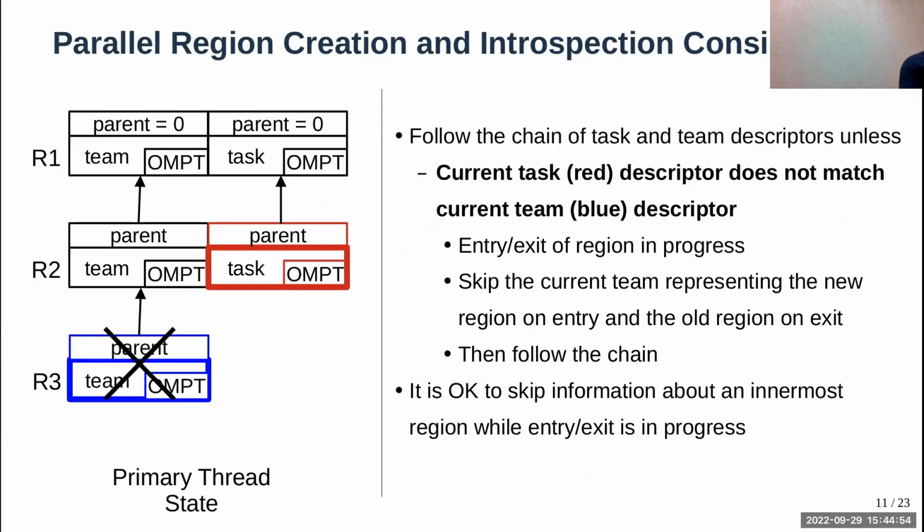So, how to provide introspection consistency for a parallel region while creating a parallel region? It's simple. Just check whether the current team descriptor matches the current task descriptor. In this case, no. So just skip the current task descriptor R3 and provide information about R2 and R1. And this is okay for OMPT get task info because it does not need to provide information about a region that's not fully assembled yet.